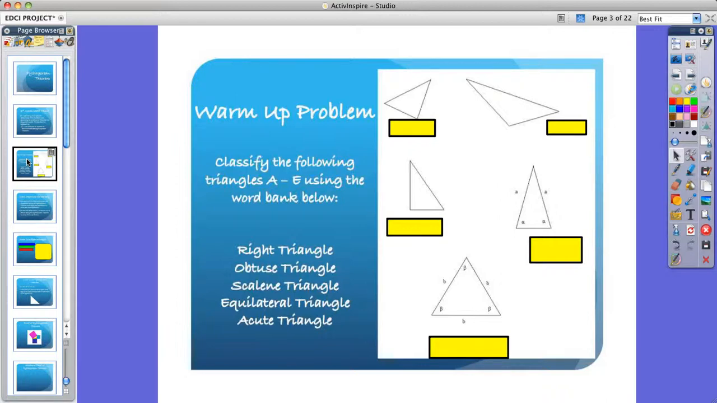You're given a right triangle, an obtuse triangle, a scalene triangle, an equilateral triangle, and an acute triangle. So y'all work on that for a few minutes and see if you can come up with the answer. Do one of y'all want to come up to the board and try and do it? Sure, I will. I think this is an acute triangle. Can I use a magic eraser? Sure.